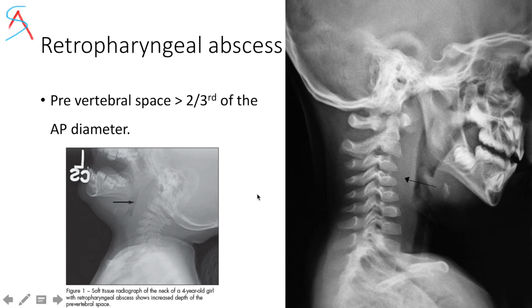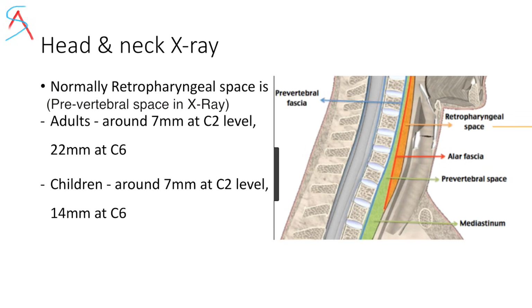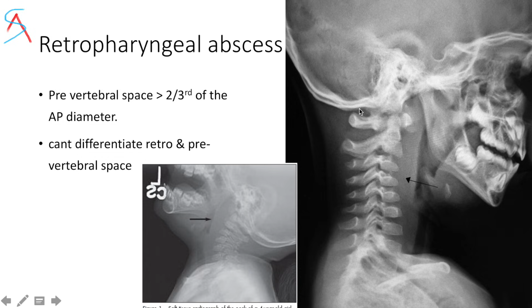The first X-ray is retropharyngeal abscess. How we are able to say is, when we say increased prevertebral space, when it is more than 2/3 of the AP diameter, then we can call it as retropharyngeal abscess. We can measure from the scale. As I told you, if the distance is more than 7 mm at C2 or more than 22 mm at C6 in adults, then we can call it as retropharyngeal abscess. I would like to tell you guys that you cannot differentiate between retropharyngeal abscess and prevertebral abscess. They both will look same in the X-ray.